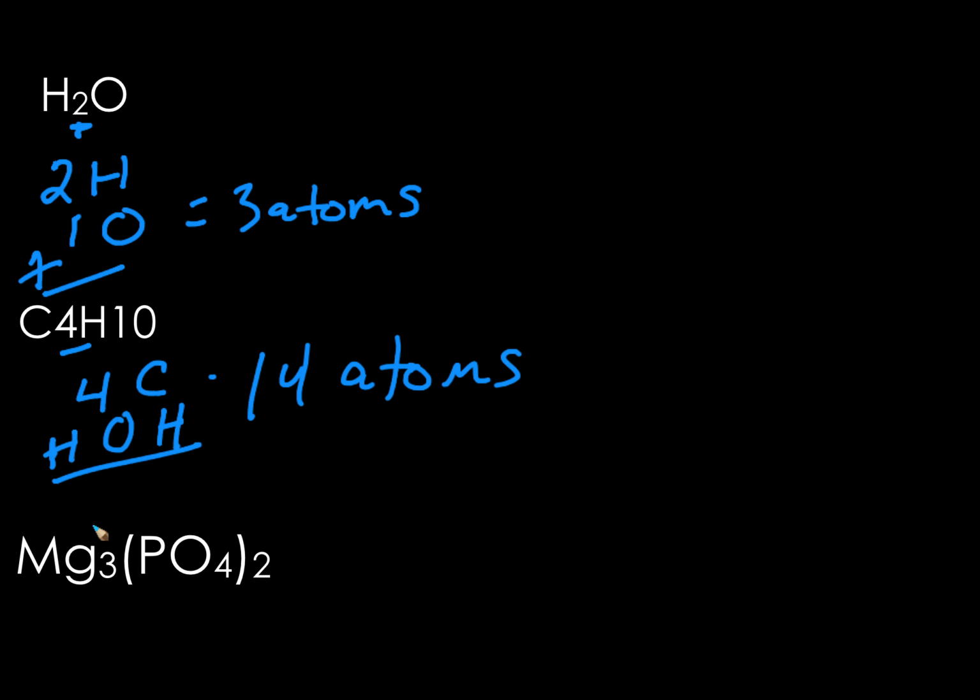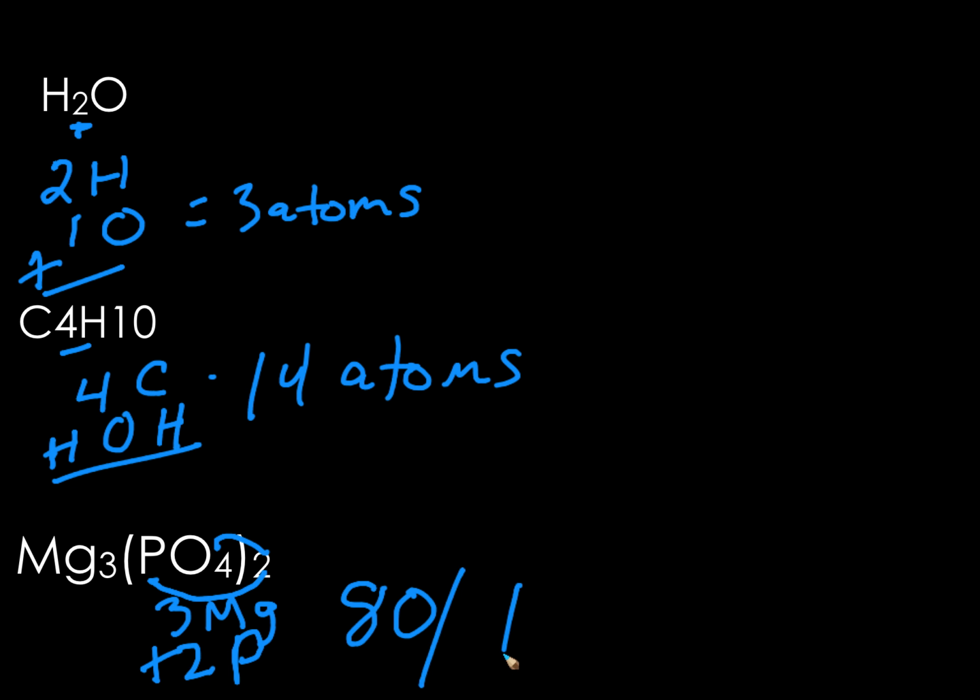Now this is where it can get a little bit tricky here. So if we look here, first off we have a 3 here, so we have 3 magnesiums. Now, just like math, anytime there's a number outside a parenthesis, we need to distribute that to each term inside the parenthesis. So this 2 will go to each element. So 2 times 1 is 2, so we have 2 phosphorus. And 4 times 2 is 8, so we have 8 oxygen. Now, if we add all 3 of these together, we will have 13 atoms.